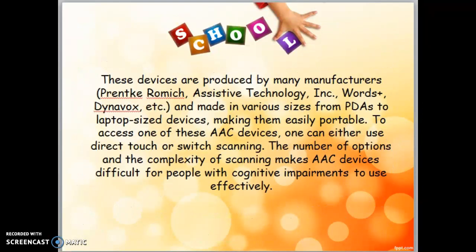These devices are produced by many manufacturers. As you can see here, they are made in various sizes from PDAs to laptop-sized devices, making them easily portable. And to access one of these AAC devices, one can either use direct touch or switch scanning. The number of options and the complexity of scanning makes AAC devices difficult for people with cognitive impairments to use effectively.